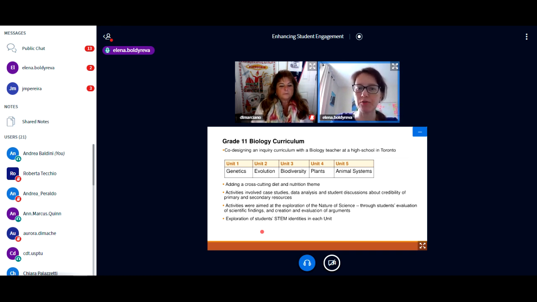And these activities involved case studies, scientific data analysis by the students, and student discussions about the credibility of primary and secondary resources. The activities are aimed at the exploration of the nature of science, through students' evaluation of scientific findings and creation and evaluation of arguments. And also in each unit throughout the school year, we included exploration activities aimed at the exploration of students' STEM identities.